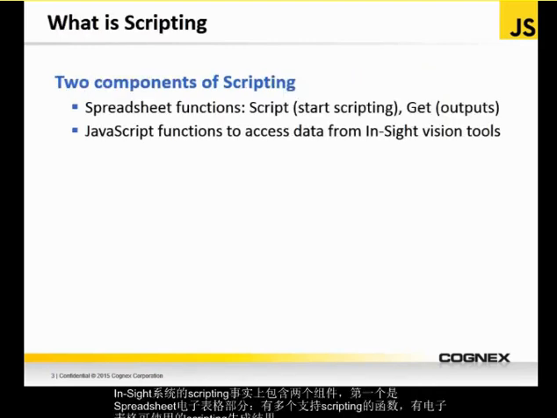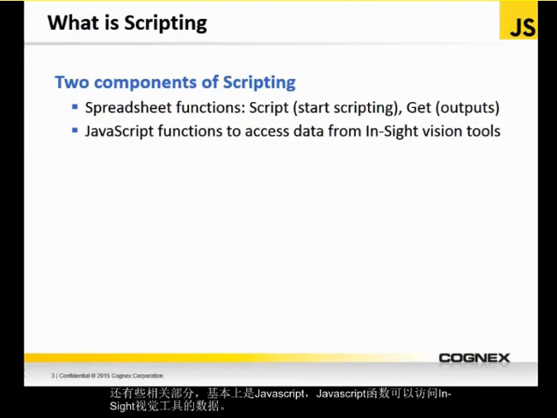So when we talk about scripting for Insight Vision Systems, we're really talking about two components. The first is the spreadsheet part. There are a couple of functions to support scripting. There are the results that scripts generate that the spreadsheet consumes. And there is the sort of sexier part, basically the JavaScript and the JavaScript functions to access data from Insight Vision tools.